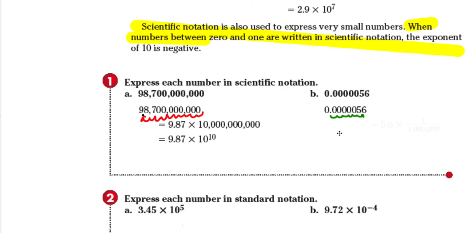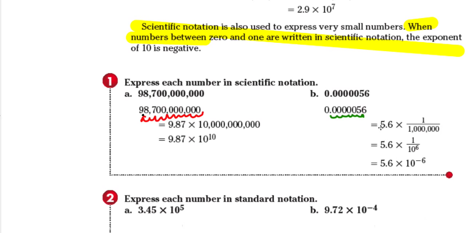So that means this is 5.6 times 1 over, not 1000, 1 million, because that's 6 times the decimal to the right. That is the same as 5.6 times 10 to the 6th power in the denominator. And using the negative exponent property, this becomes 5.6 times 10 to the negative 6.